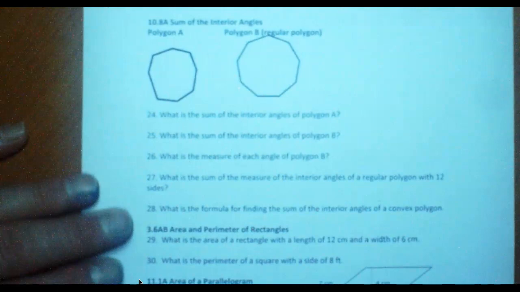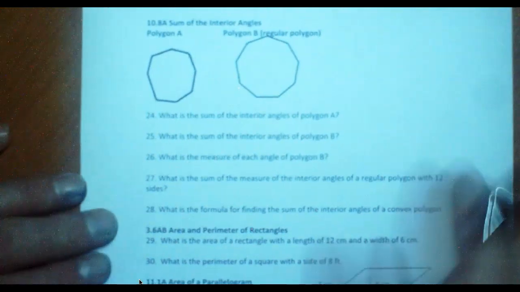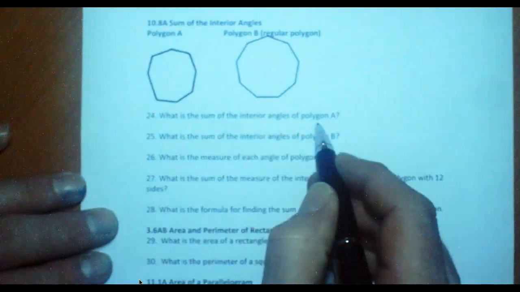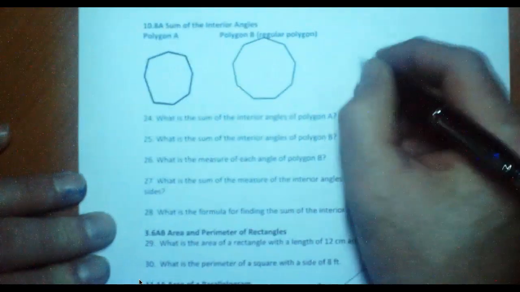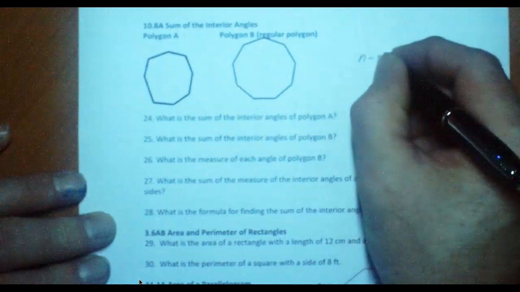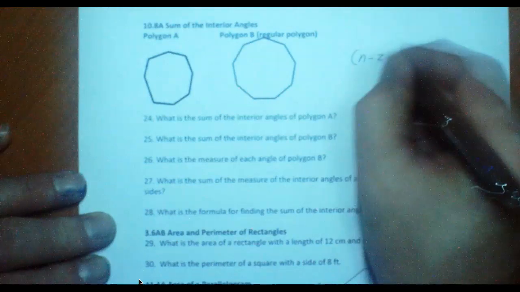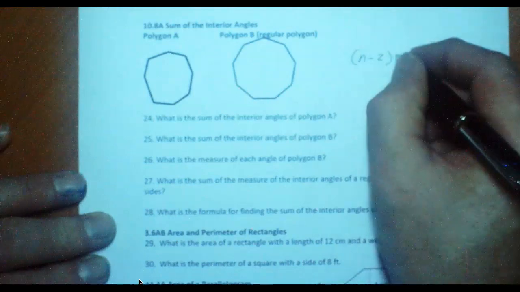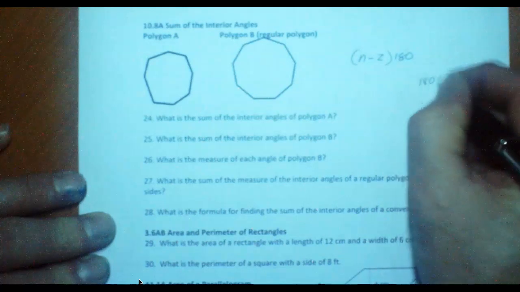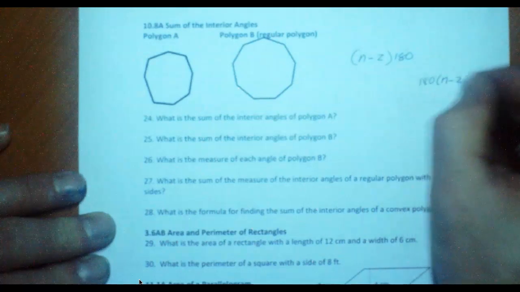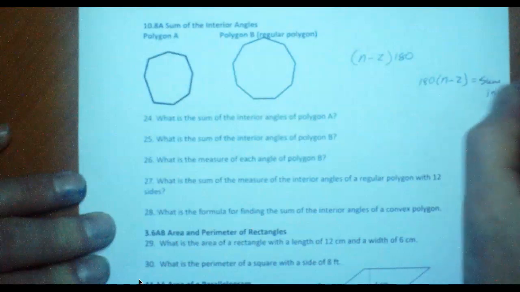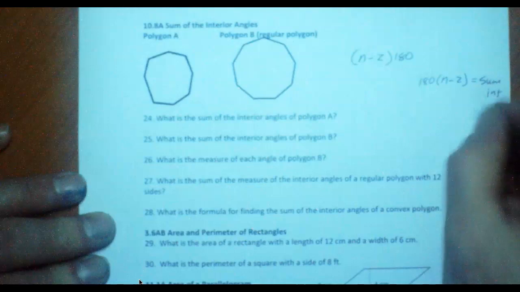All right, sum of the interior angles. What is the sum of the interior angles of polygon A? Well, there's a formula that says you count the number of sides and you subtract 2 and you multiply it by 180. And sometimes it's written like this, 180 times n minus 2, and that will equal the sum of the interior angles.